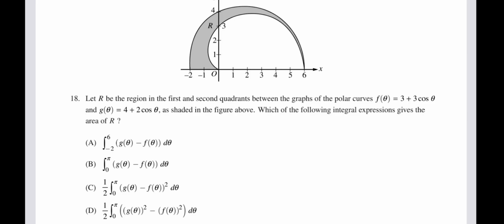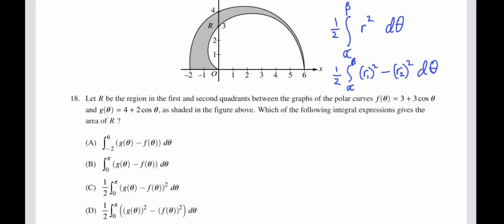Now, if we recall, the area for a polar curve would be 1/2 of the integral from alpha to beta of r squared with respect to theta. Since we're given not one but two polar curves, it should be 1/2 of the integral from alpha to beta of r1 squared minus r2 squared with respect to theta.